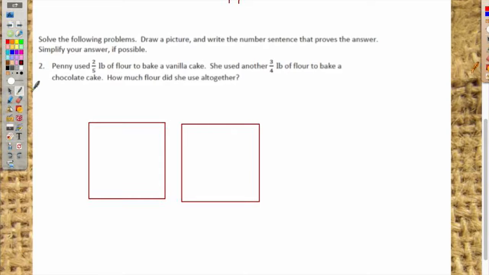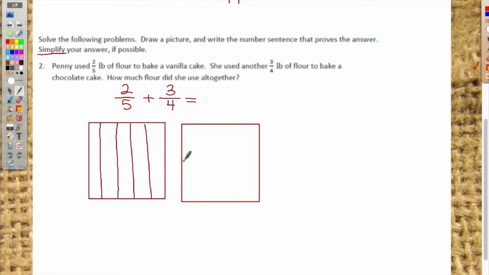It says, solve the following problems, draw a picture, and write the number sentence that proves the answer. Simplify your answer if possible. So, I really need to think about this one right here, don't I? Okay, 2/5. Go ahead and write your problem. You're more successful if you write your problem above, like we're used to. The first one will show 5ths. Second one will show 4ths. Make sure you shade correctly.